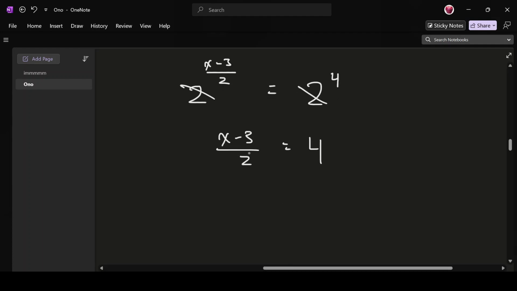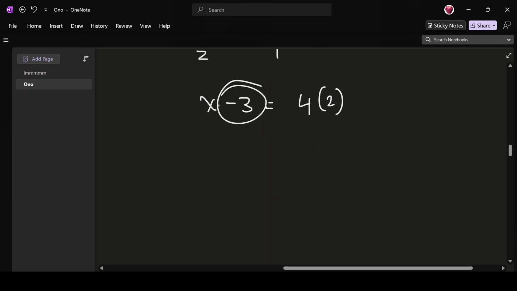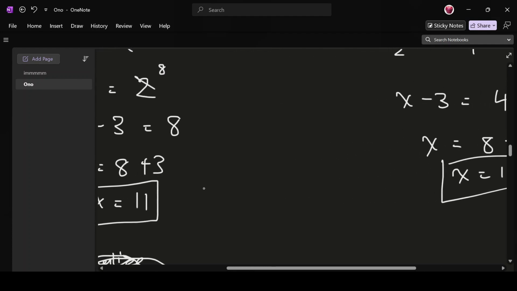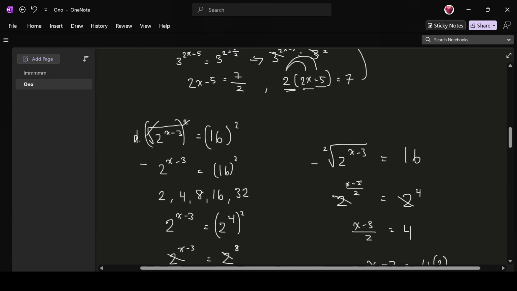And we want to move this 2 to the other side. Divide, moving to the other side, makes it multiplication. So we're left with 4 times 2. And we're not done yet. We're going to move the 3 to the other side. It becomes plus, right? So 4 times 2, that is 8. 8 plus 3, that is 11. Same answer. And yeah, we're done with number 5.